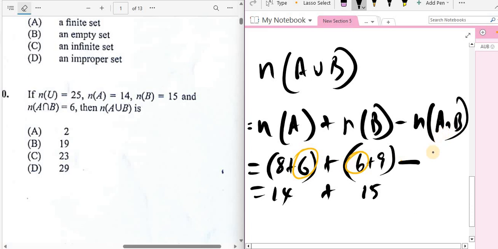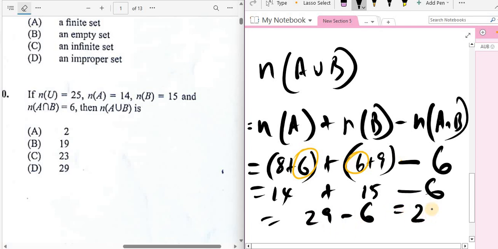Now what's the intersection of A and B? What's the number of elements in the intersection? 6. So we take out one of them, so we don't double count. Understand? So that's 29 minus 6, which is equal to what? 23. So the number of elements in the union of A and B is equal to what? Number of elements in all of A, number of elements in all of B. But because the number of elements in A and B will include the intersection, and we're counting it twice, we have to take out one of them. So we subtract the intersection.